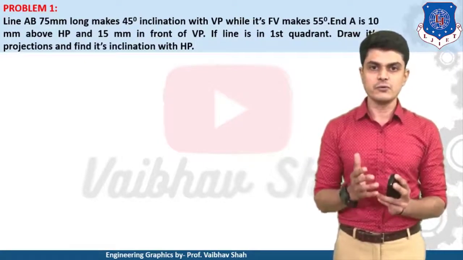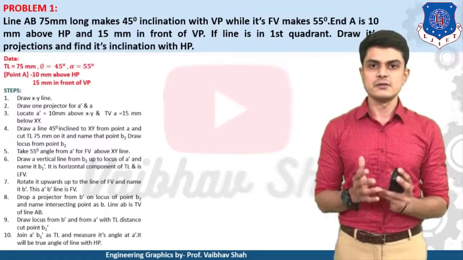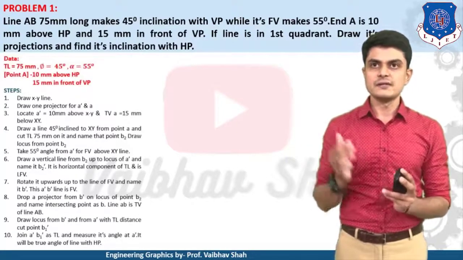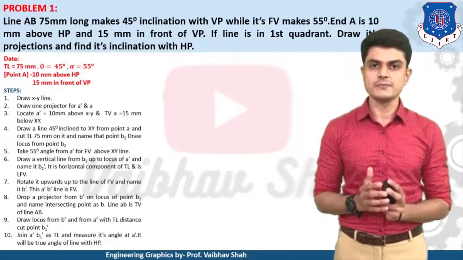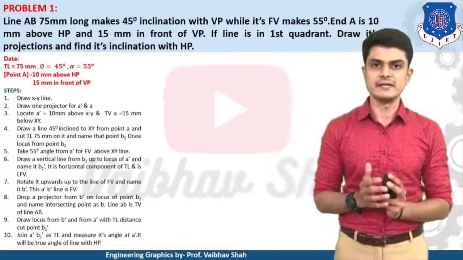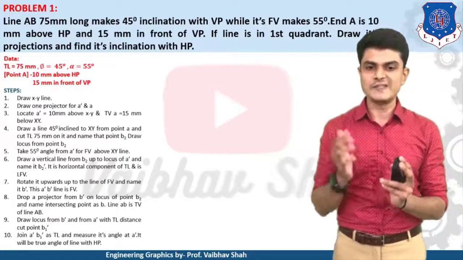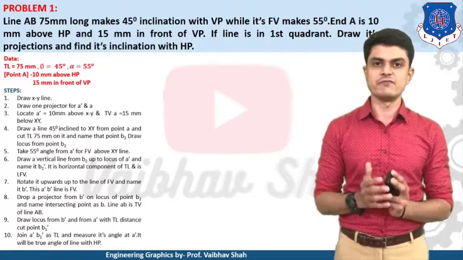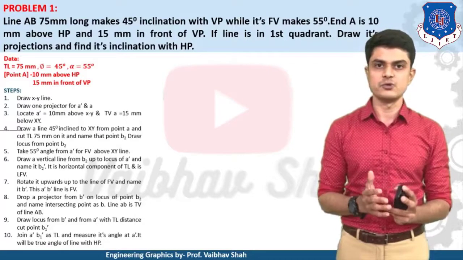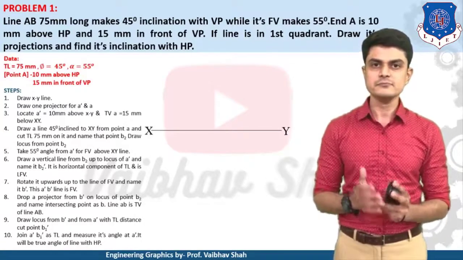So now before starting, let us first write down the data. So data are as under. First, true length 75 mm, phi 45 degree, alpha 55 degree, location of point A is 10 mm above HP and 15 mm in front of VP. So let us begin with the example. First we will need to draw the XY line. So let us draw your XY line first.